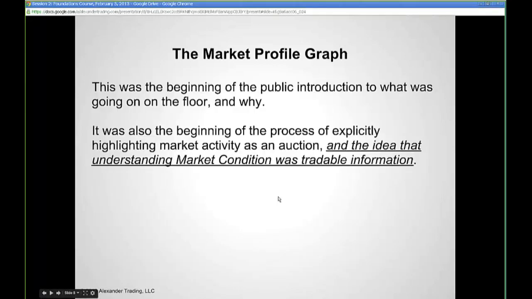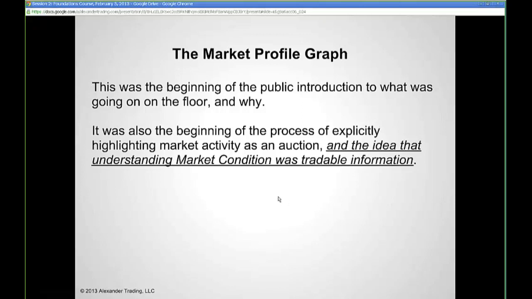The profile graph, I still don't think it's appreciated how it was really a complete paradigm shift. Actually, I'm still waiting for that paradigm shift to kick in. And that's the good news for you guys yet. People still don't get it. People still do not get the real incredible value of the worldview of auction market concepts. They're still trading the profile graph.